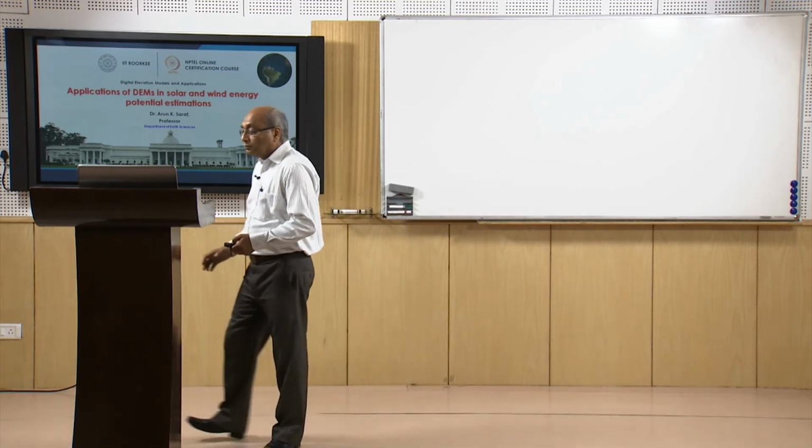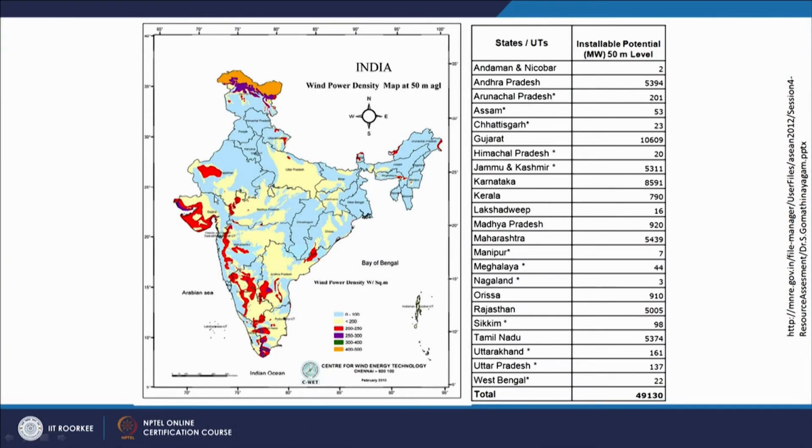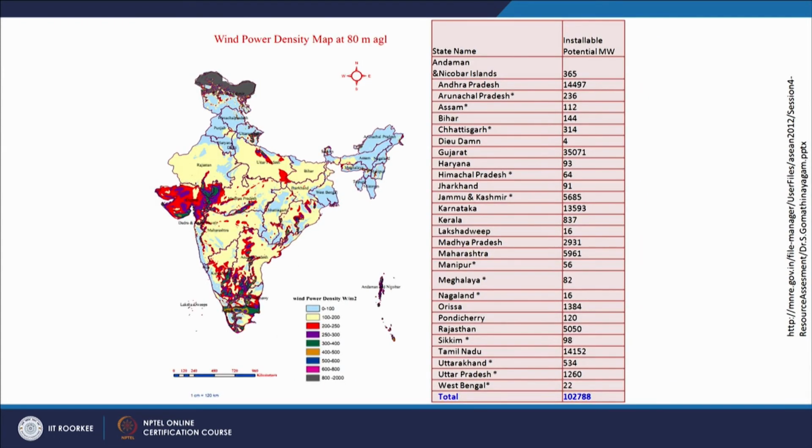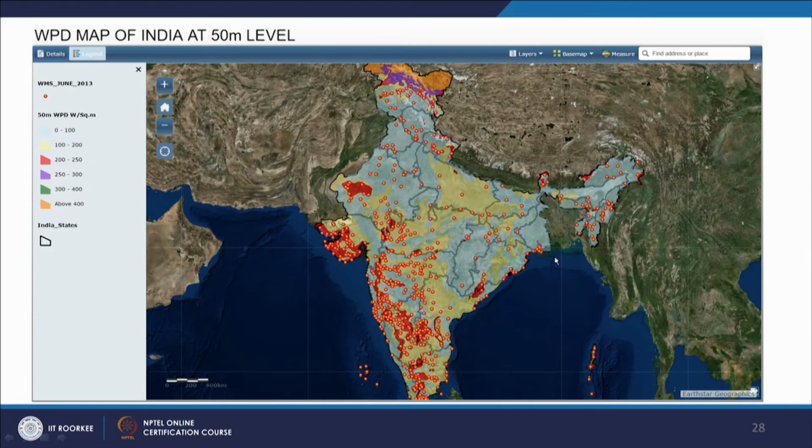If I take the example of India, then these are the areas where we have very high potential for generation of wind energy because of open areas, less undulations and other things, no vegetation, not much. So this is the wind power density map at 50 meter AGL, and these are the areas which are most suitable. Then you have some other areas, some areas are not suitable, and this is the wind power density map also for different states, and the wind power density map of India at 50 meter level is also given here.